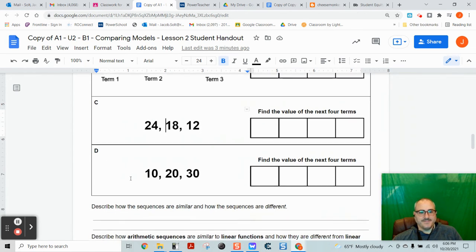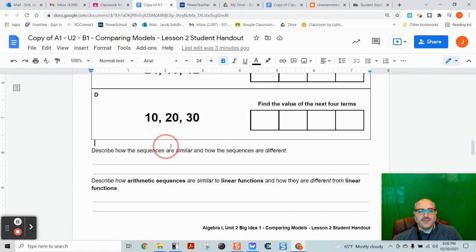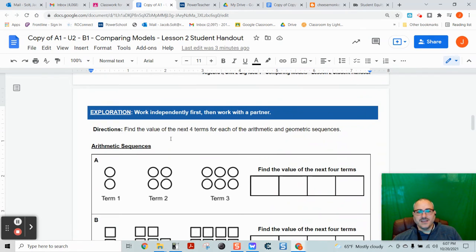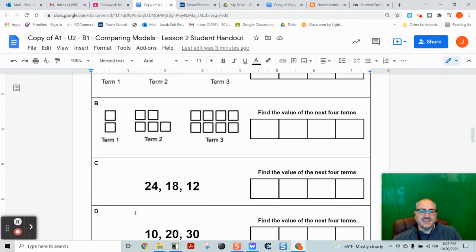All right, you unpaused me. All right, here we go. Describe how these sequences are similar and how the sequences are different. So explain to me what similarities these 4 sequences have, and how are they different?